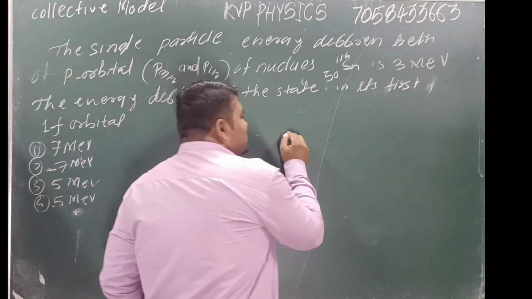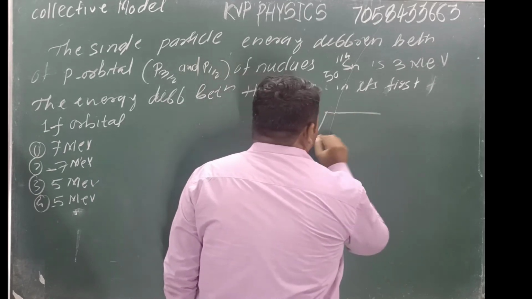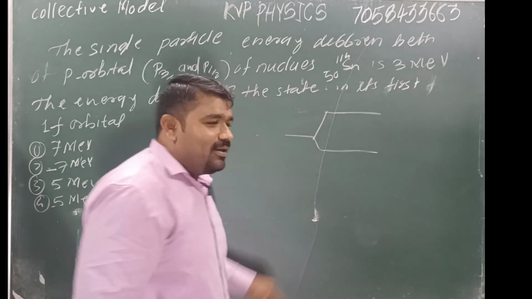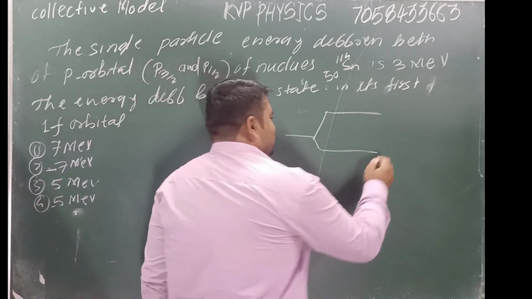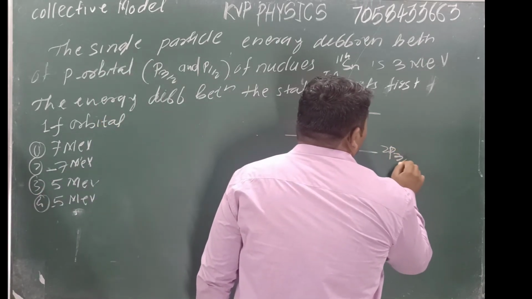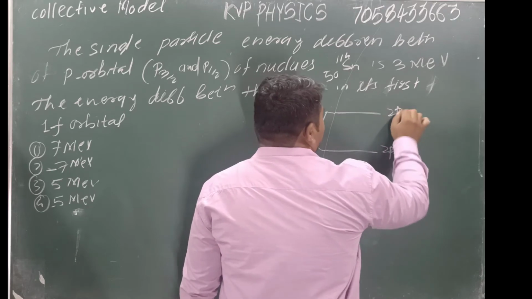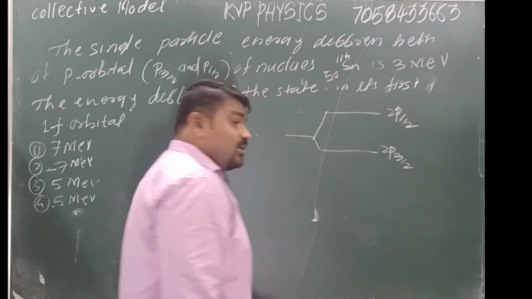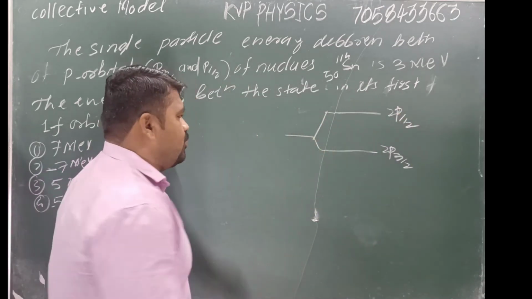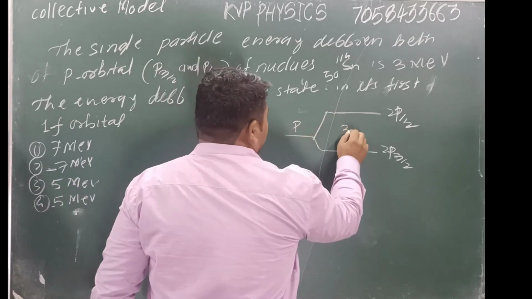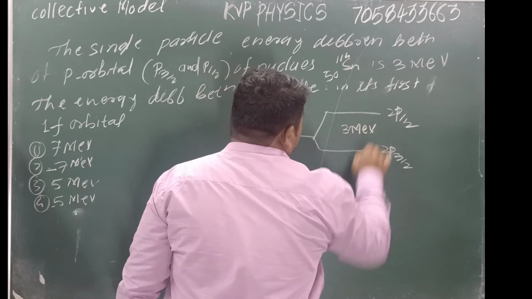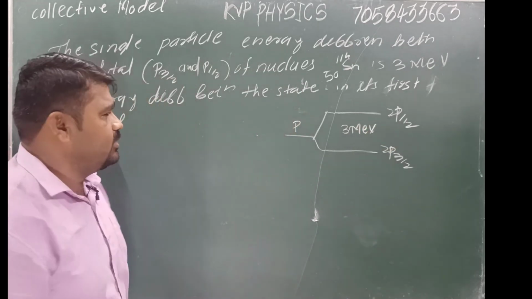Here we can study the nuclear p orbitals. The splitting of the first state is not 2p1/2; here it is 2p3/2. 2p3/2 has lower energy and 2p1/2 has higher energy. The p level splits into these two forms, and the energy difference for this case is 3 MeV.